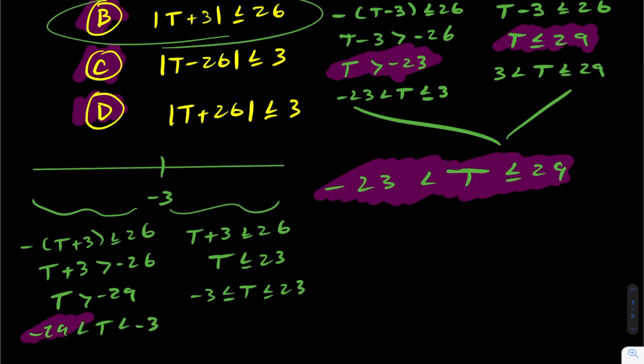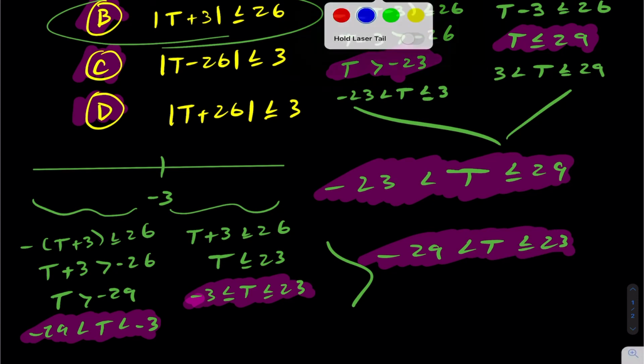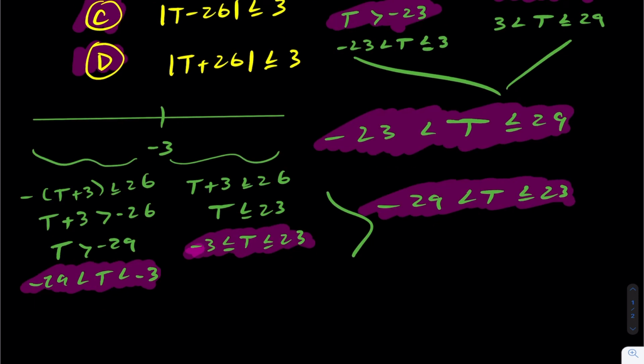So now if you take a look, the left-hand side of my number line is saying that all values of t greater than negative 29 and less than negative 3 will satisfy B, and the right-hand side of my inequality is saying all values of t greater than or equal to negative 3 and less than or equal to 23. So putting these two ideas together, the interval is going to go from minus 29 is less than t is less than or equal to 23. And you can see here, this interval includes the 23 that we wanted, but it does not include the 29, right? We needed all values of the coral temperature between 23 and 29. That happens in part A. It does not happen in part B.